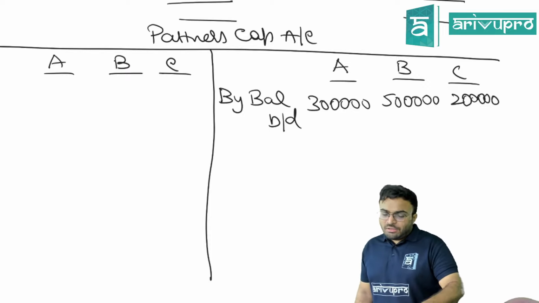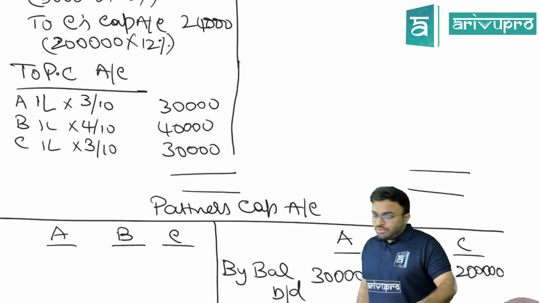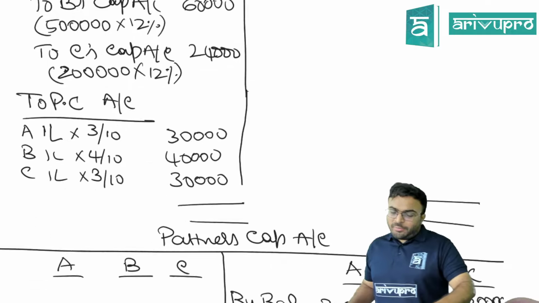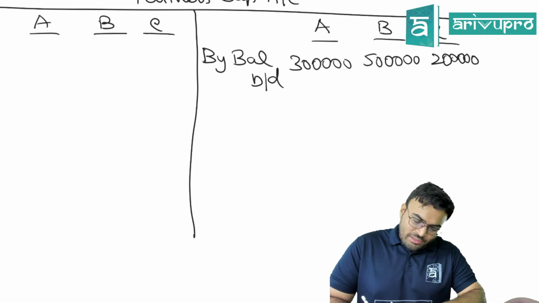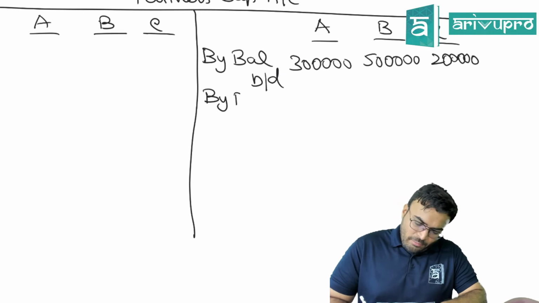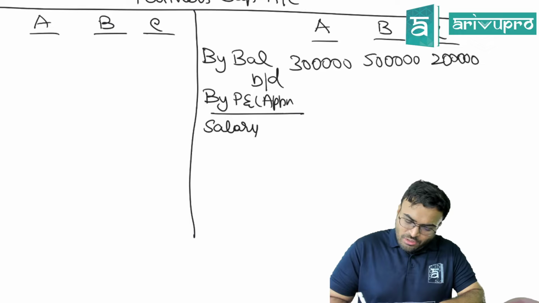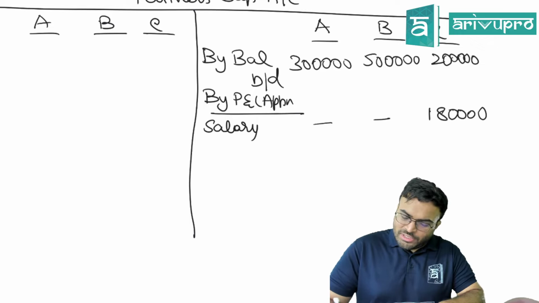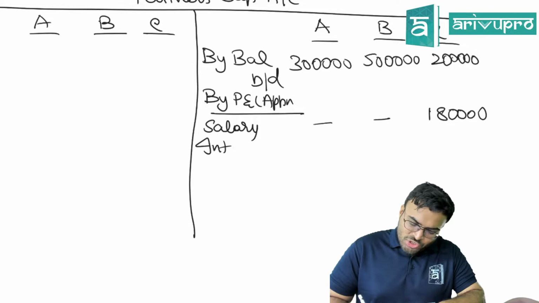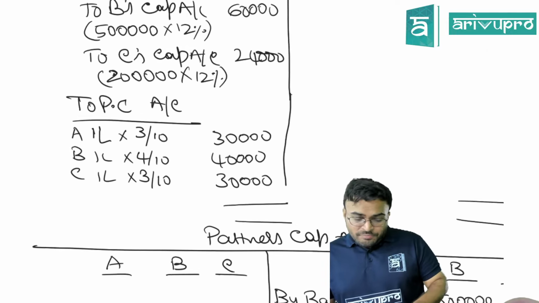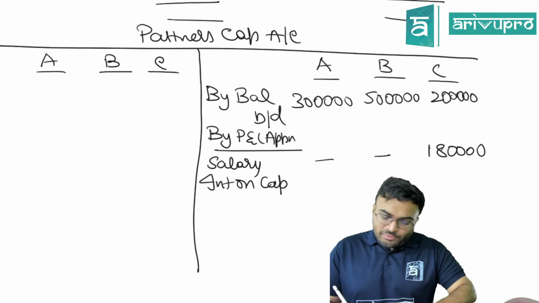Salary to partner. It has to be given, no? So what we will do? Salary account, P&L appropriation account debited to partners capital. So we will write by P&L appropriation and under that you will write salary. Who is getting salary? Only C, 1,80,000, and under that you are going to write interest on capital. How much is the interest on capital? 36,000, 60,000 and 24,000.